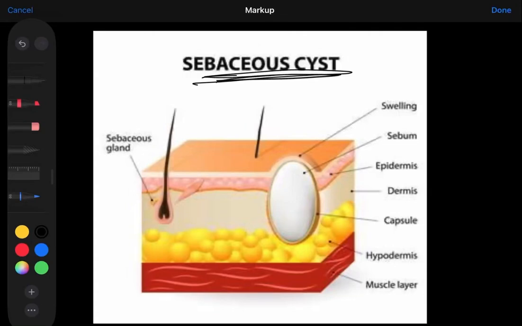This video will talk about sebaceous cyst. So basically the sebaceous glands which are present adjacent to the hair follicles will get blocked and it will lead to the collection of sebum, right? So all this sebum is getting collected in the dermis. So this is called as sebaceous cyst.